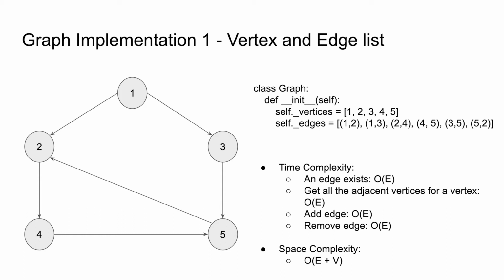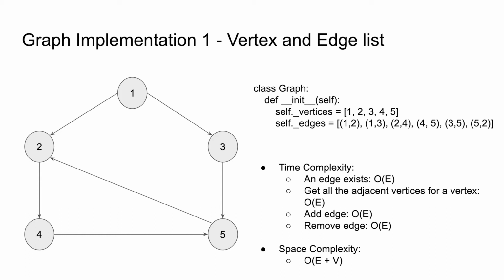Second operation is get all the adjacent vertices for a vertex. For example, if I want to find all the adjacent vertices for vertex 1, I'll have to traverse through the whole edges list again, and this will be again O of E. Third operation is add edge. By adding edge, I mean add a new tuple to the list of self dot underscore edges. If I want to add a new tuple to the Python list, it is again O of E.